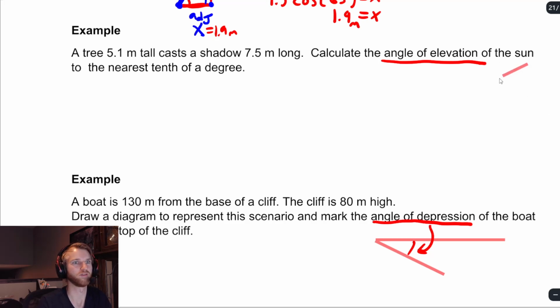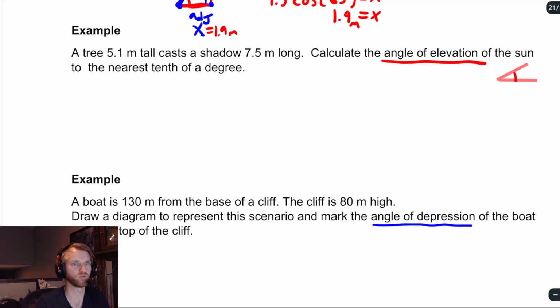I'll draw my angle of elevation a little bit smaller over here as a reminder. Angle of elevation, let's do that in red. And we'll do an angle of depression in blue. Seems appropriate.